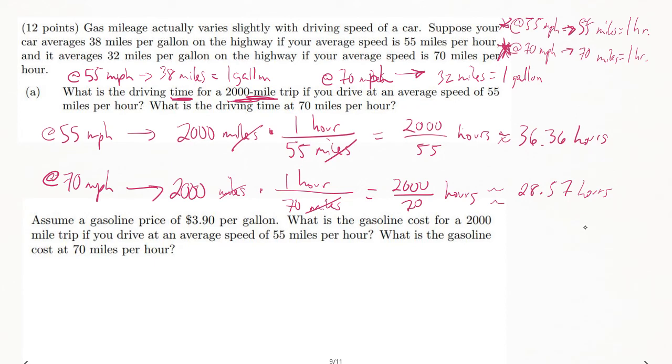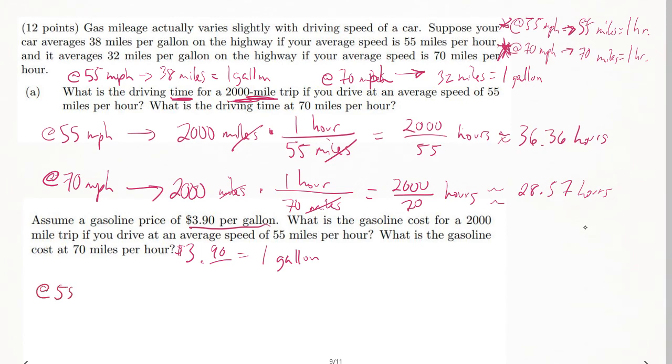Assume a gasoline price of $3.90 per gallon. What does that mean right there? Well, that tells you $3.90 equals 1 gallon. What does the gasoline cost for a 2,000 mile trip if your average speed is 55 miles per hour? So let's talk about that.